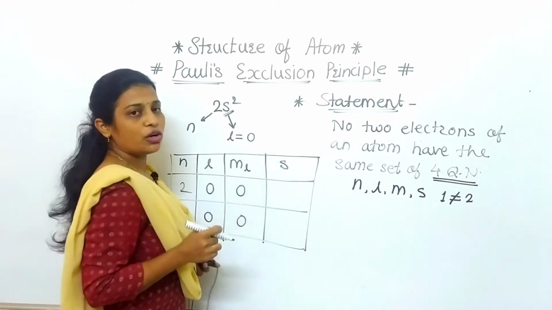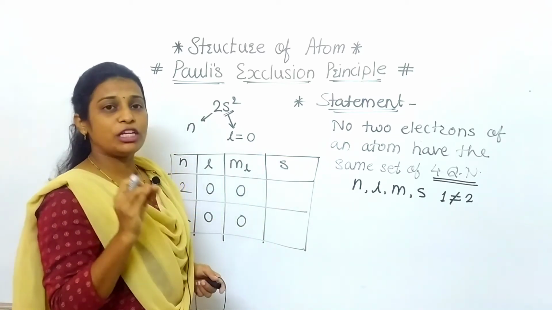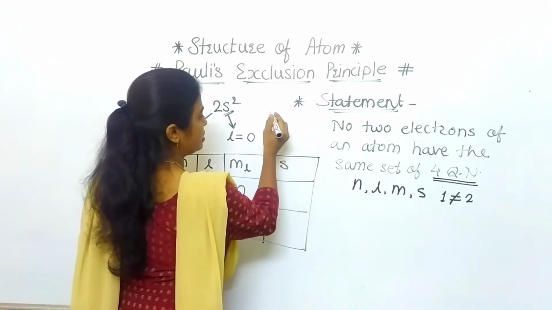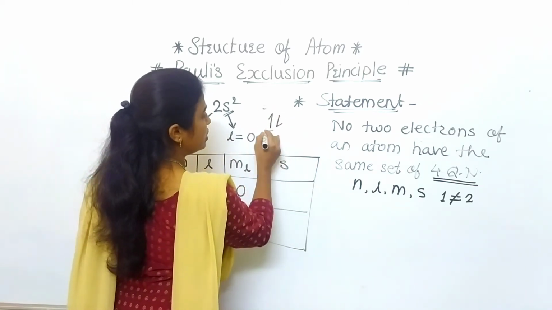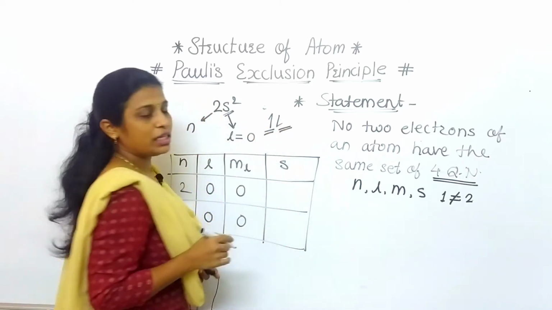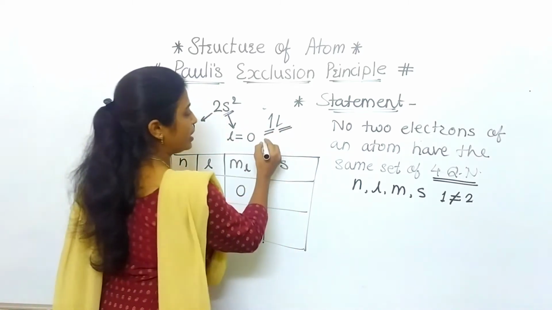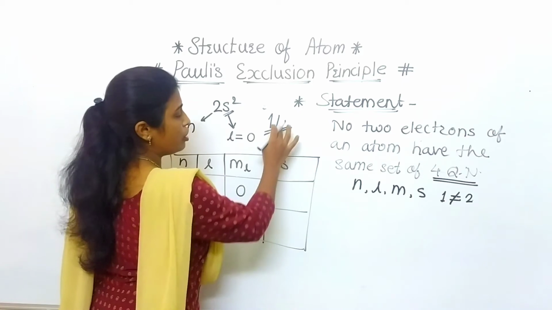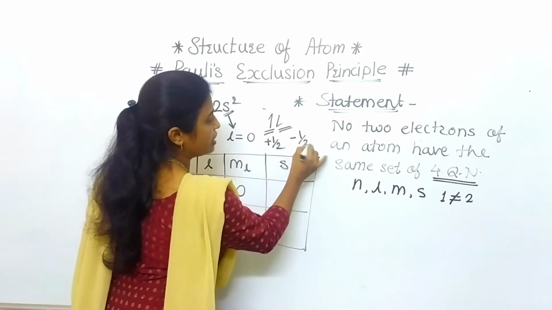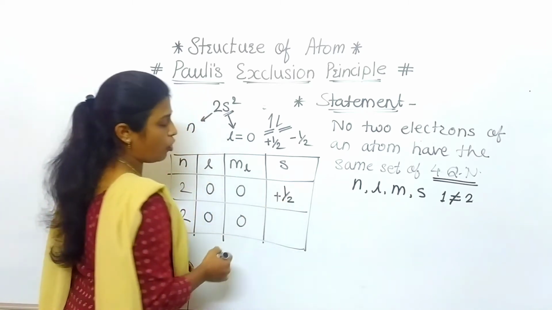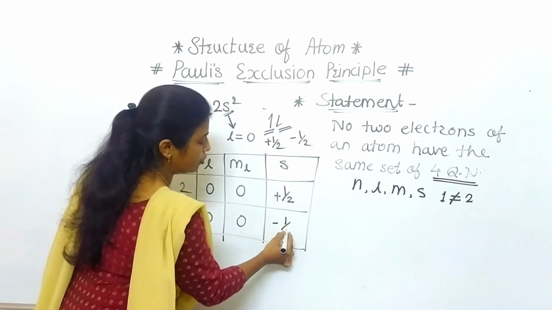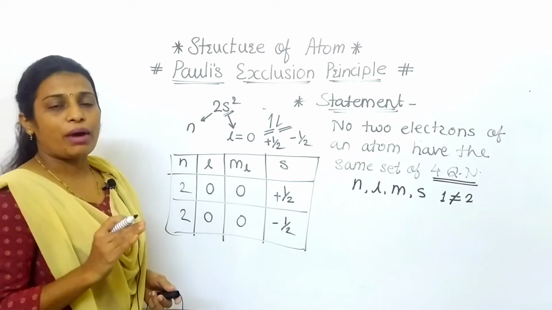What about the spin quantum number? As we have discussed, electrons have opposite spins. One is in the upward direction, the second is in the downward direction. One electron has the value plus half, while the second electron has the value minus half. So for the first electron this is the value of s, and for the second electron the value of s is minus 1/2.